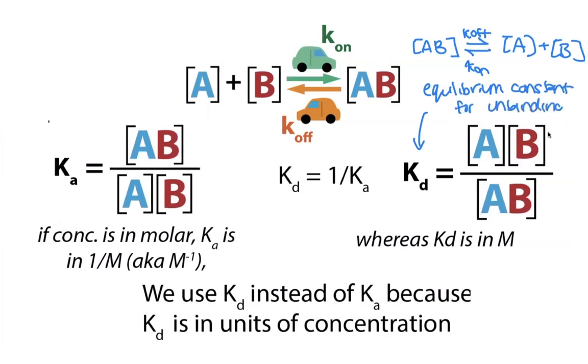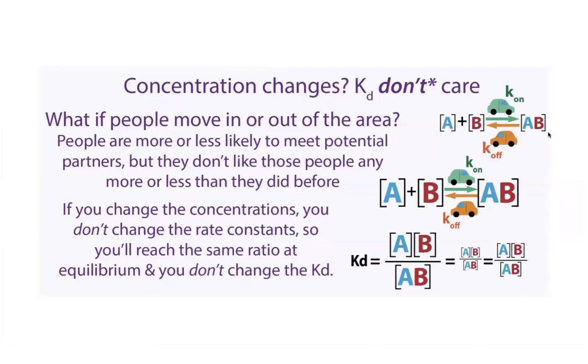And again, it's going to have units of concentration. And so that's going to make it really, really helpful. And remember that here we're going to have a big K, and here with our rates, we're going to have small k's, and they're typically going to be italicized. So that's our KD.